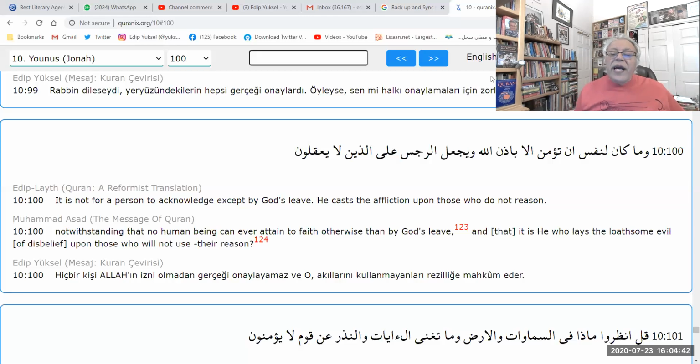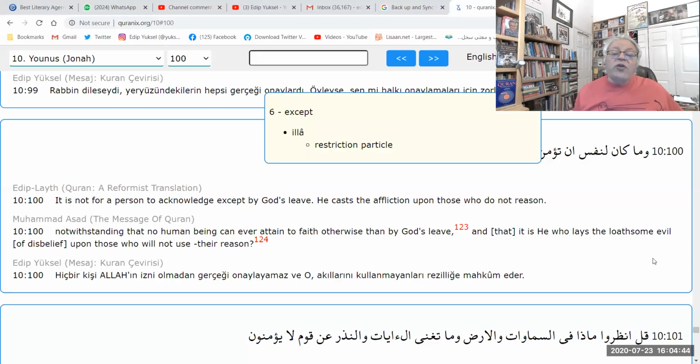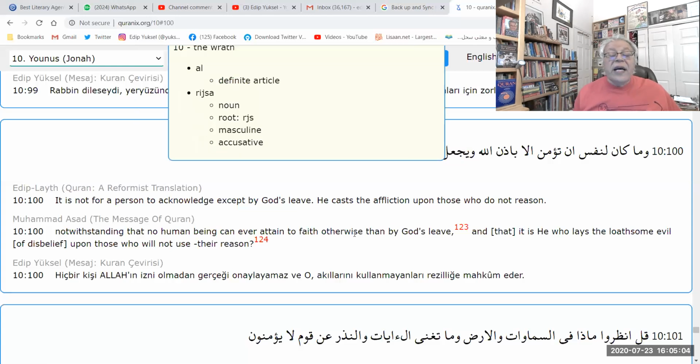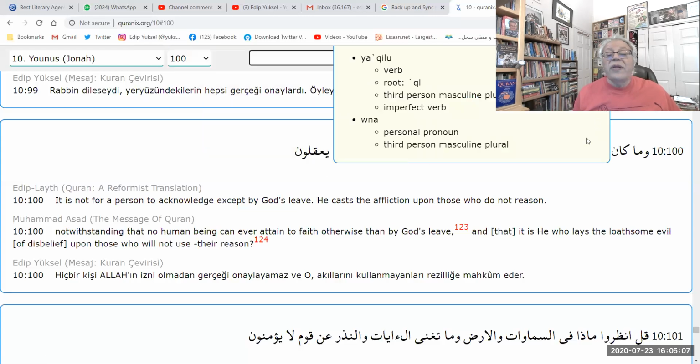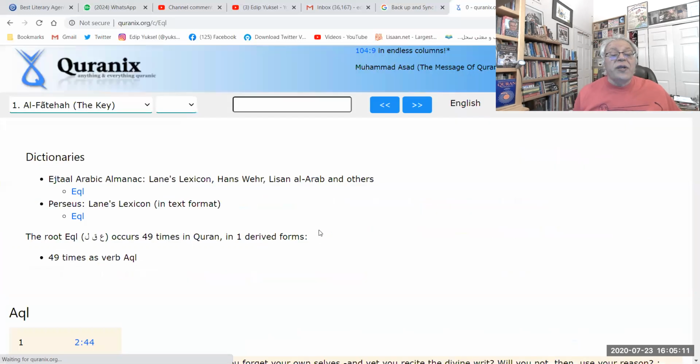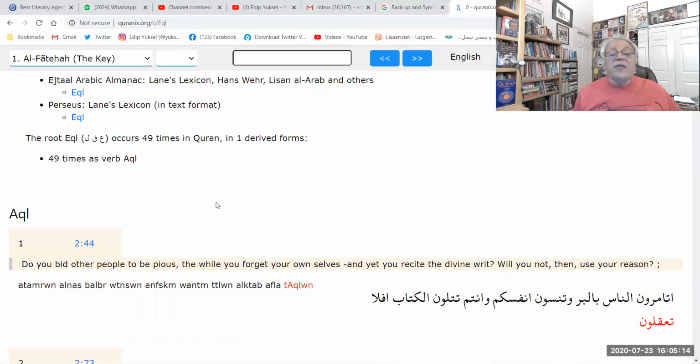Let's see. And illa biznillah wa yaj'alu rijsa, God casts affliction, problems, rijs, ala alladhina la ya'qilun, loathsome evil. This is translated by Muhammad Asad. Okay, now since we got this one, let's click reset. Yaqilun. I'm going to click on this watch. It will bring me to this page.